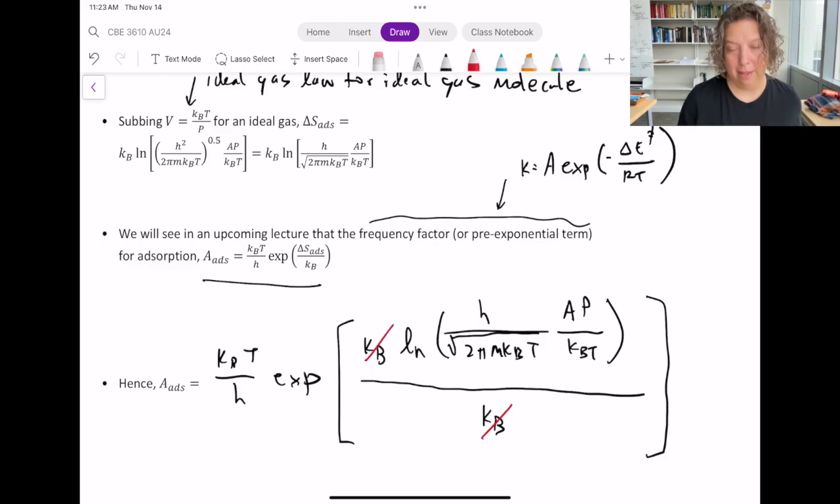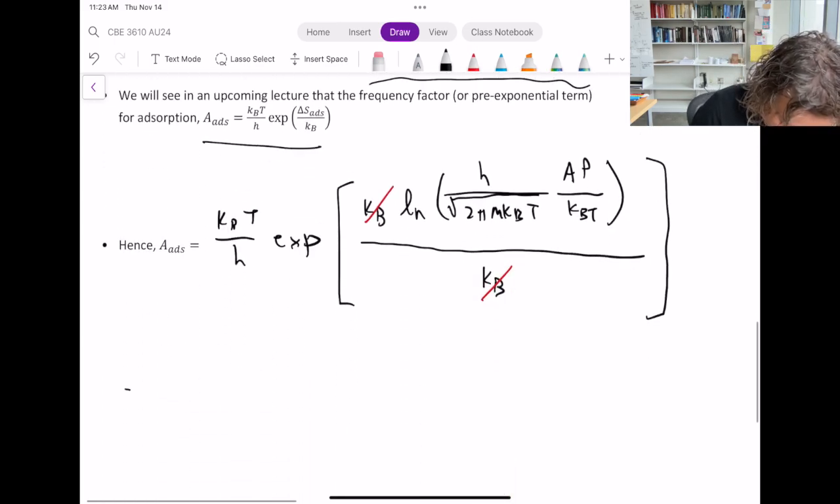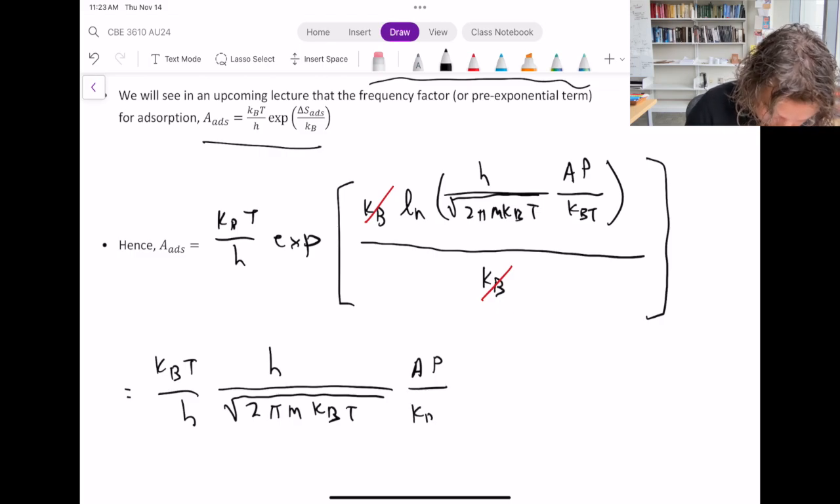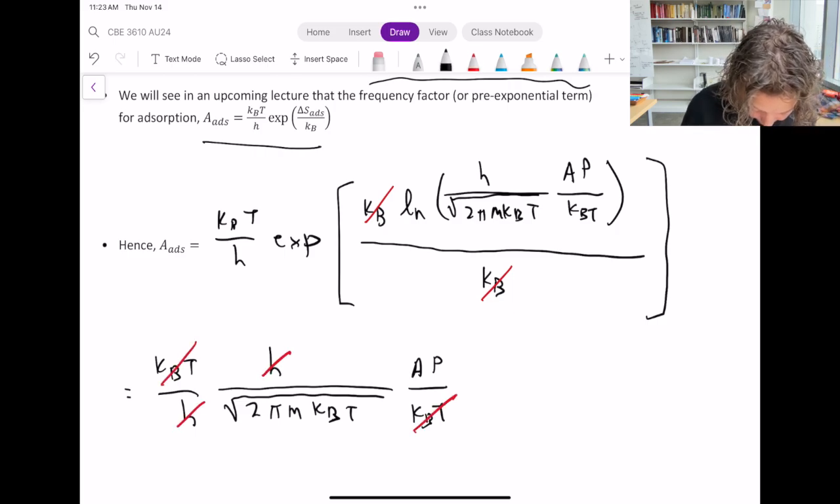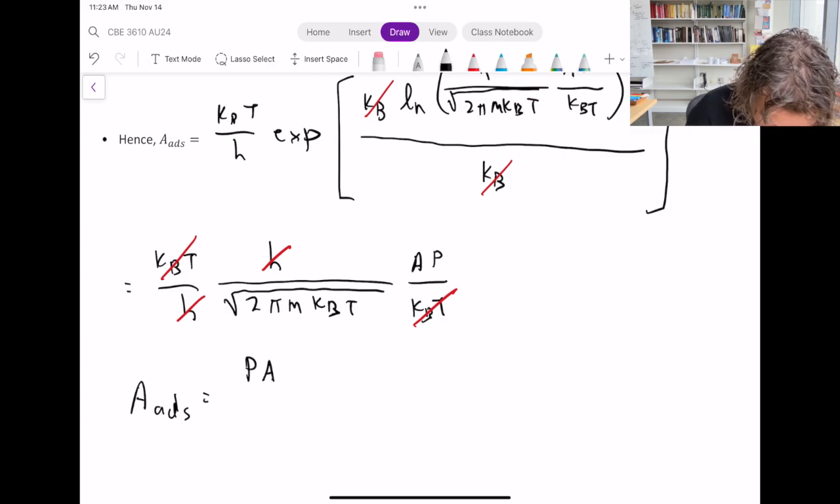Once we do that, now we're taking the exponential of a log. So that's going to basically bring everything outside here. 2 pi m kBT, and then we have a P kBT. That goes away, that goes away, that goes away, that goes away. So hence, A_ads is going to be equal to the pressure times the surface area divided by 2 pi m kBT.